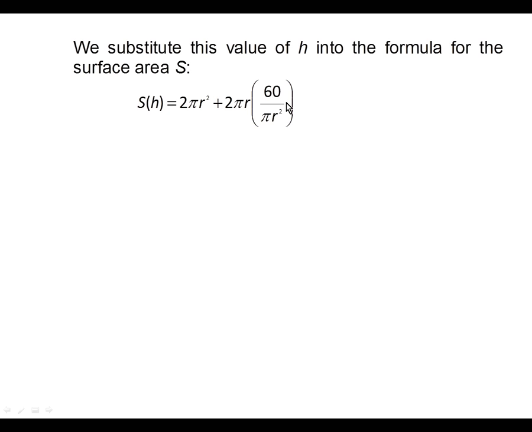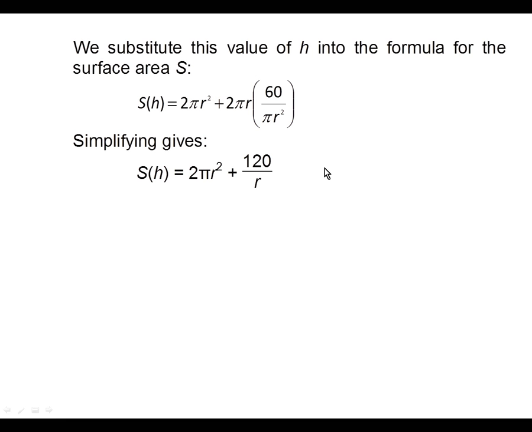We can do a little arithmetic with that. 2 times 60 is 120, and we have 120 pi. And this r over this r squared, that one goes away, and I'm left with 1 r downstairs. So simplifying, I got 2 pi r squared plus 120 over r.